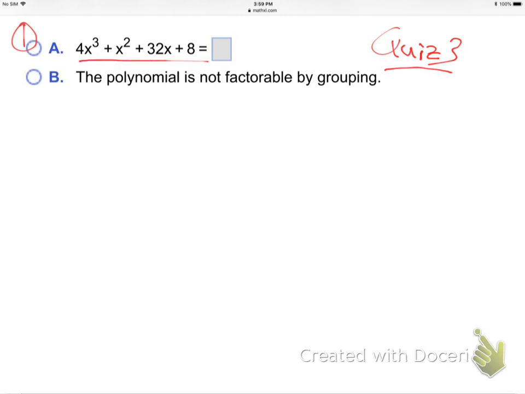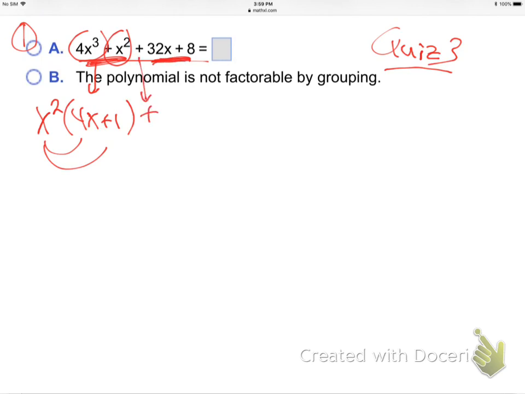So how do we factor with 4 terms? It's 2 terms, 2 terms. What do the first 2 terms have in common? Looks like x squared leaves 4x plus 1, because if that x squared multiplied, it would go back to 4x cubed and x squared. And then these two have in common 8. What does that leave? Also 4x plus 1, because if that 8 multiplied, it would go back to 32x and 8.